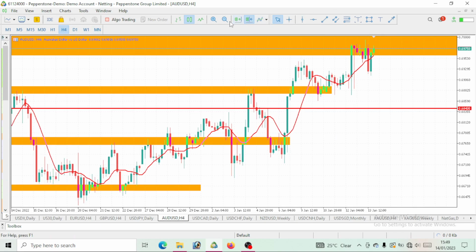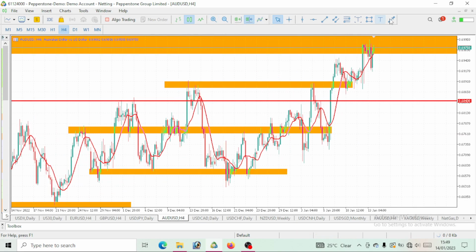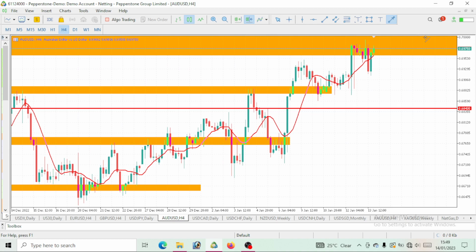Now let's take a look at the four-hour time frame. The four-hour time frame is still bullish. You should go ahead and sell once you get multiple breaks of structure downward. Then you can go ahead and sell. Well, on AUDUSD this week, we should expect a drop.